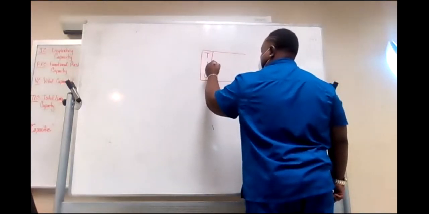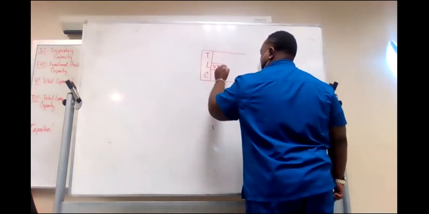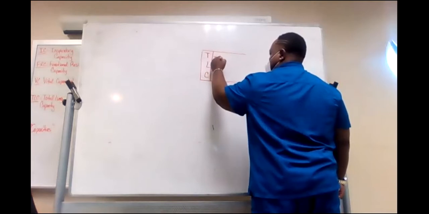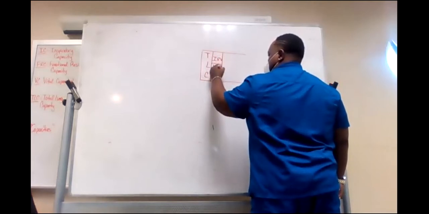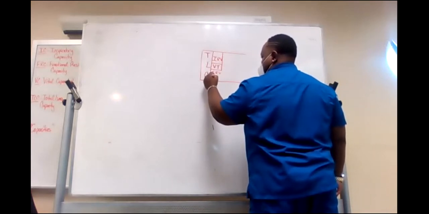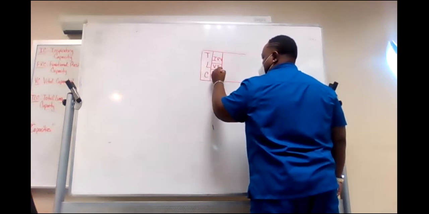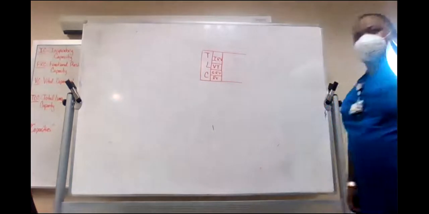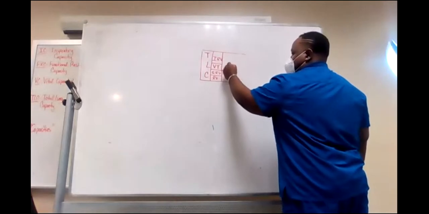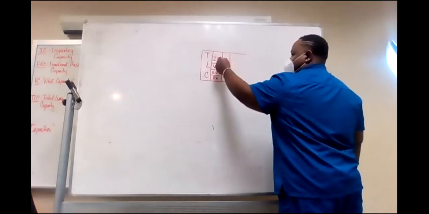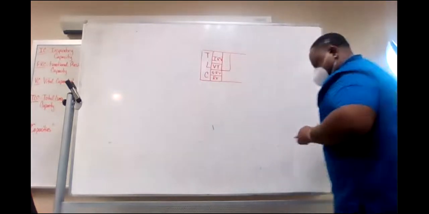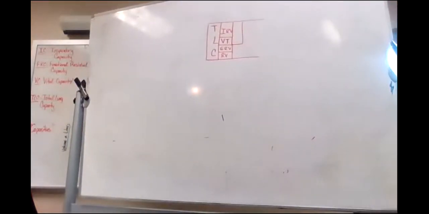My VT is my tidal volume. What goes above tidal volume? IRV. Right? What goes under here? ERV and RV. Boom. Now, my VT plus my IRV is my what? My IRV plus VT is what? IC, inspiratory capacity.